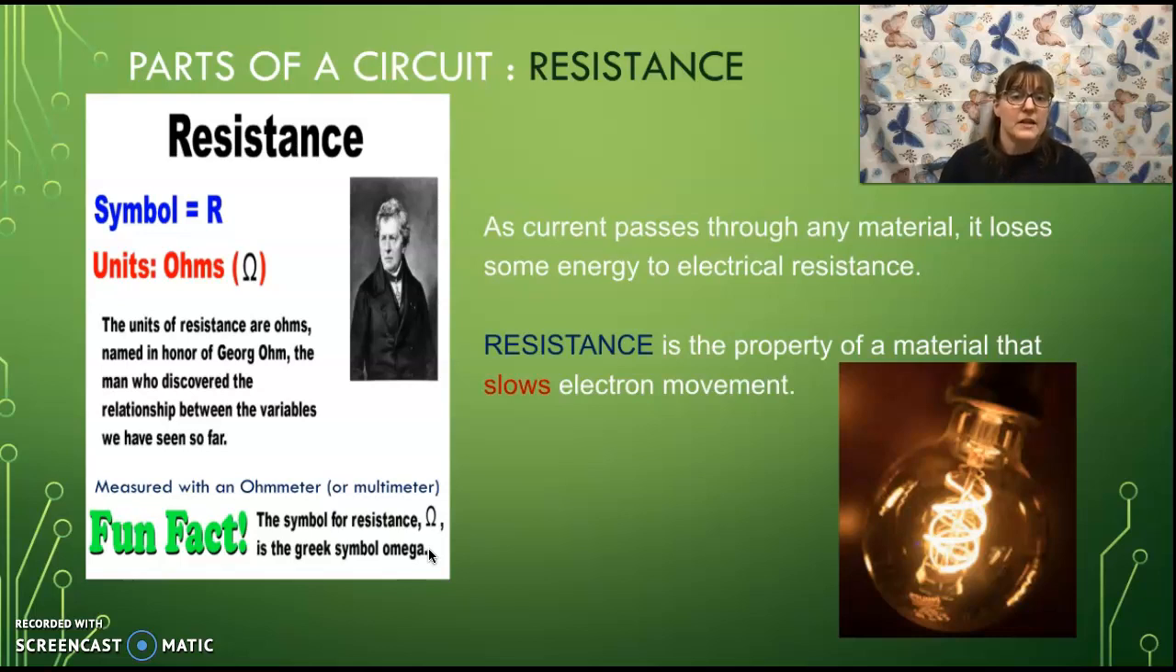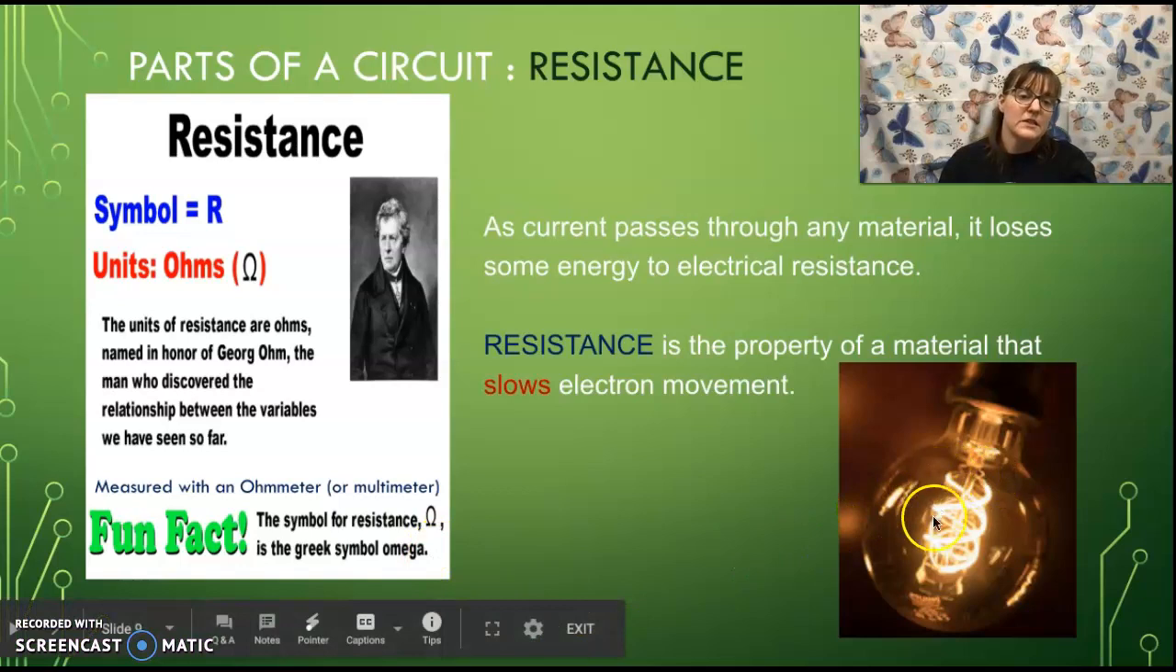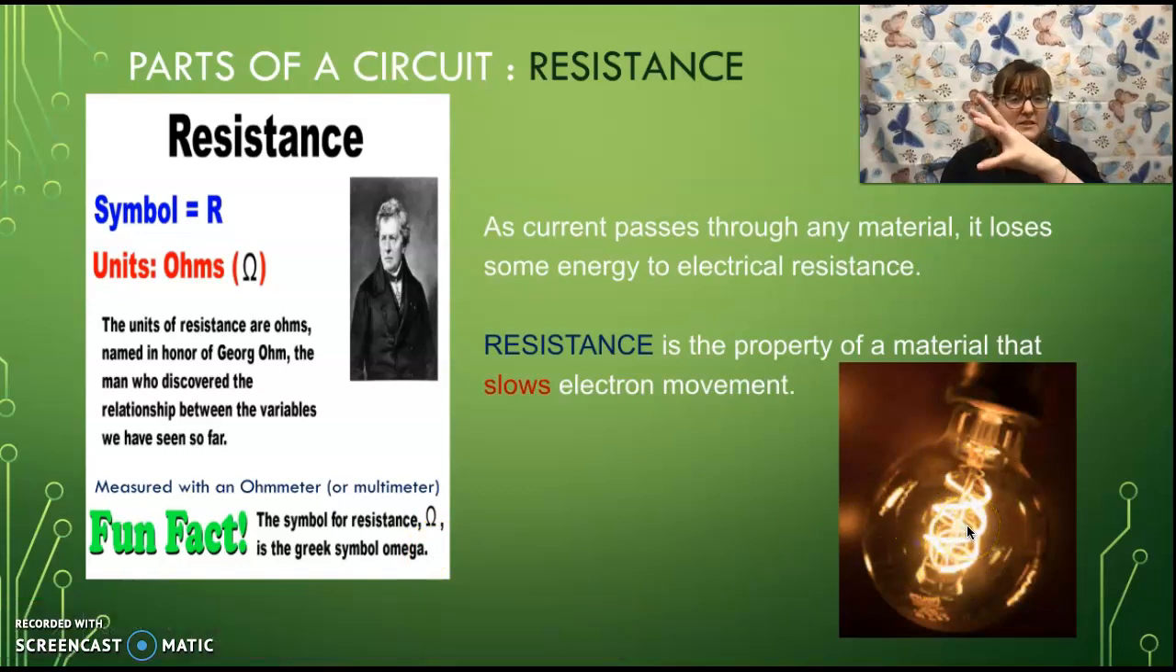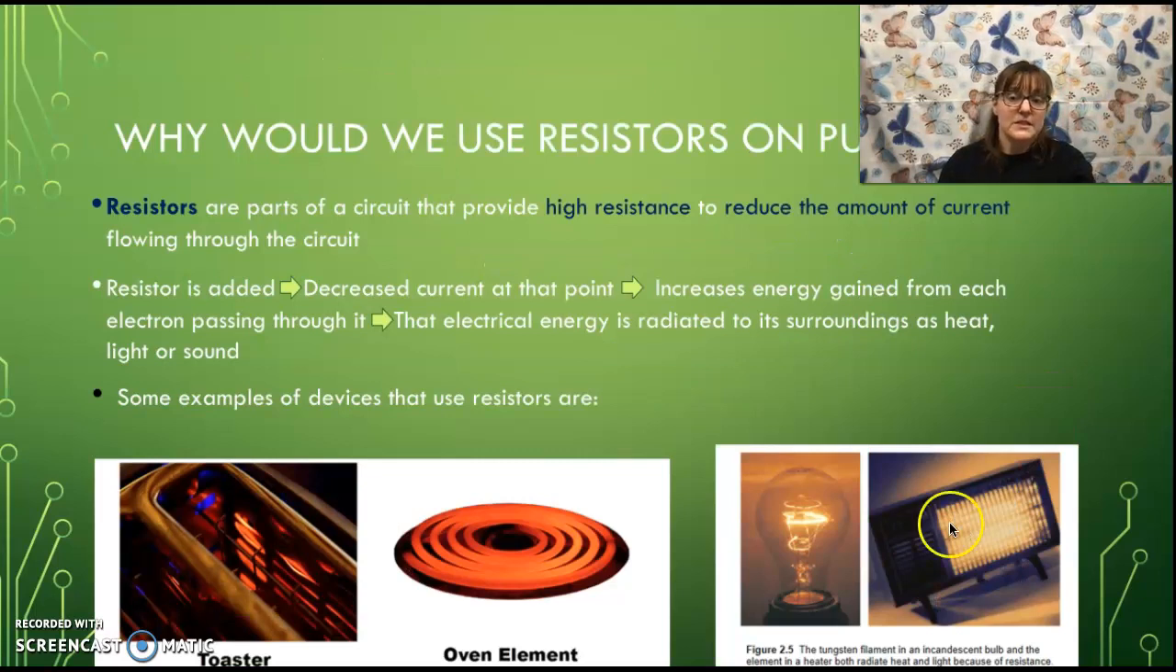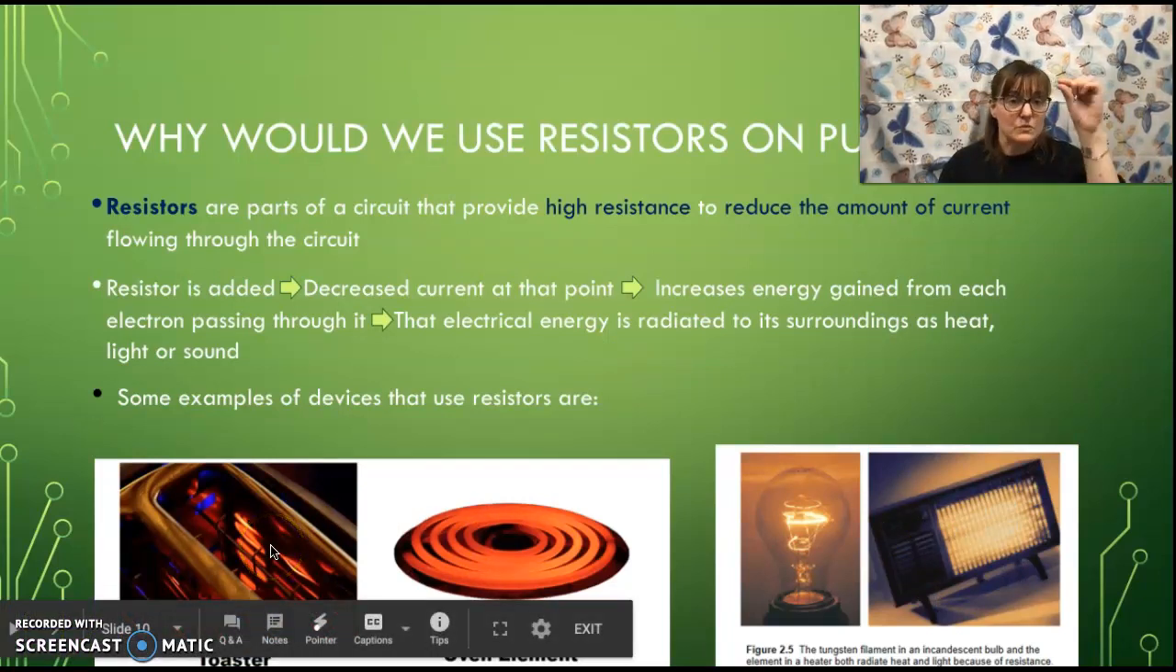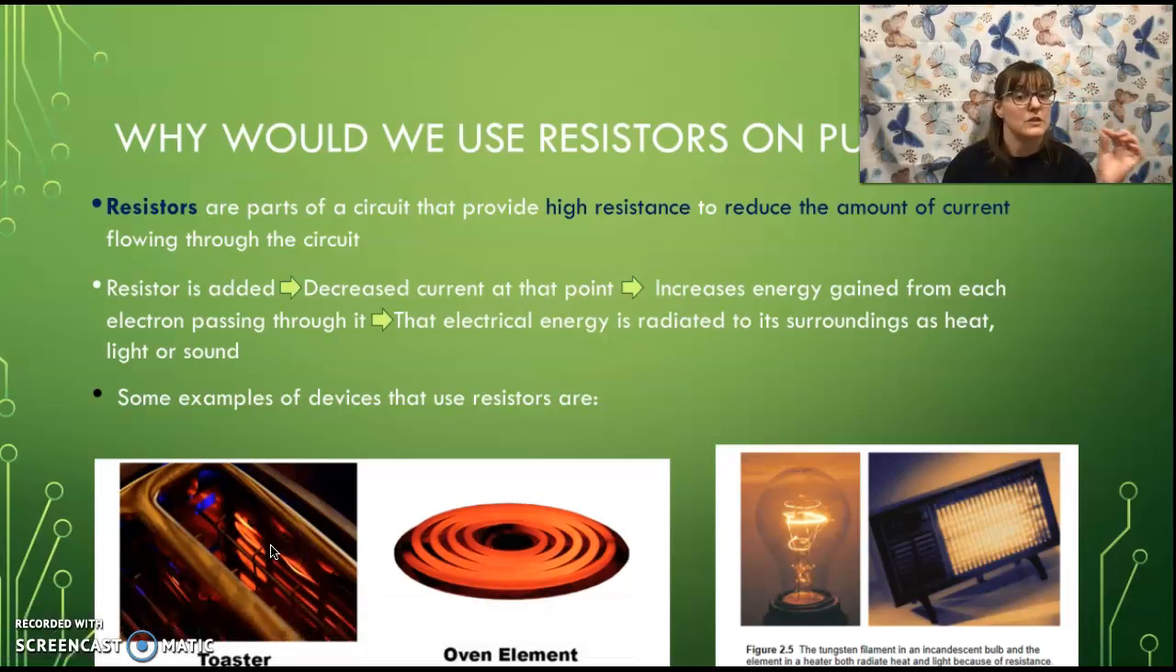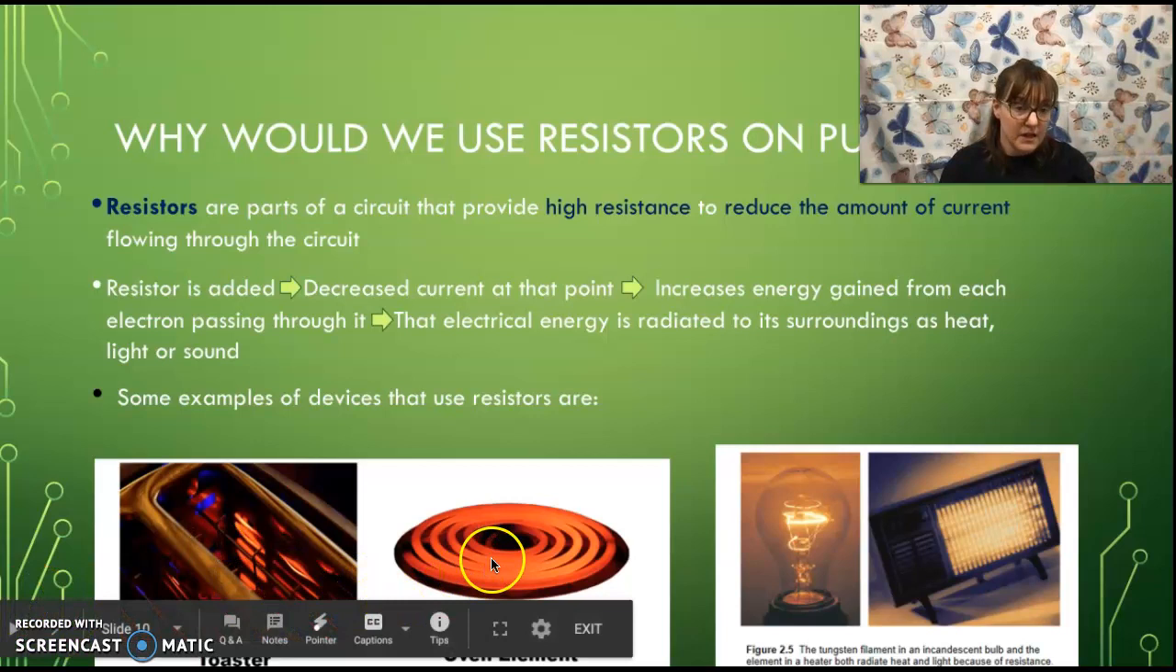As a current goes through any material, it loses some of its energy just from that resistance. And that resistance is what's slowing that electrical movement down. So when you see these old light bulbs, the resistance is actually causing the wire to glow because it's slowing down and there's so much pressure that it's causing that glow to occur. We see that in things like our toaster. They use really thin wires with really high resistance, so they give off a lot of heat and actually glow. You can see that in an oven element and also in the lights.